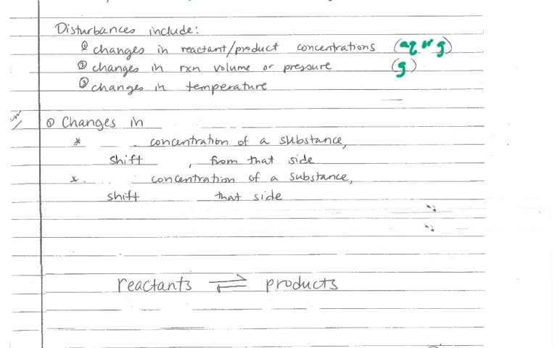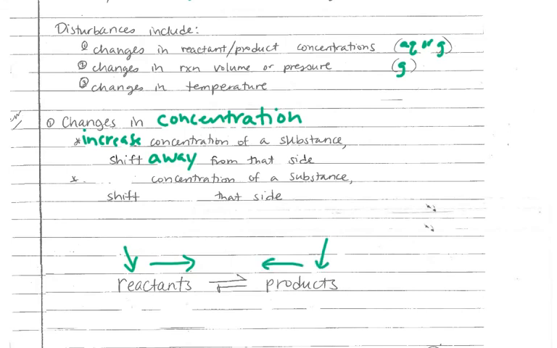So let's start with changes in concentration. All right. If you increase the concentration of a substance, then you are going to shift away from that side. So I like to say if you add more reactant, you're going to shift the reaction this way. If you add more product, then you'll shift the reaction that way. You're going to shift it away, which makes sense. If you add more reactant, now you have more reactant to make more products. So you're going to shift it towards products and vice versa.